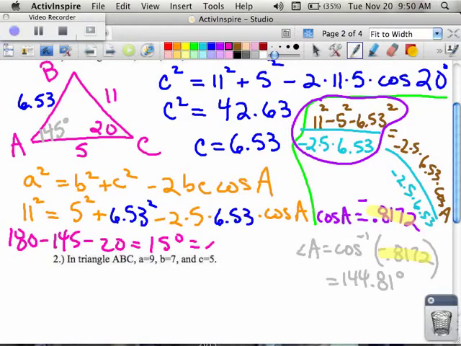And this is equal to angle B. So my angle B is the last remaining angle, about 15 degrees. It's actually like 15.19 or something like that when you use the actual numbers that we had. But just to give you an idea of how it was found.